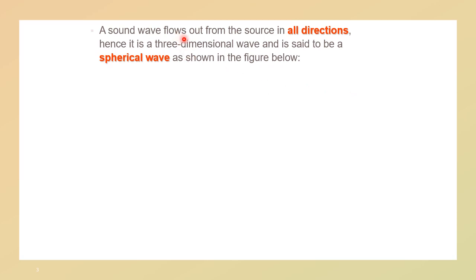A sound wave flows out from the source in all directions. Hence, it is a three-dimensional wave and is said to be a spherical wave as shown in the figure below. So the shape is spherical.